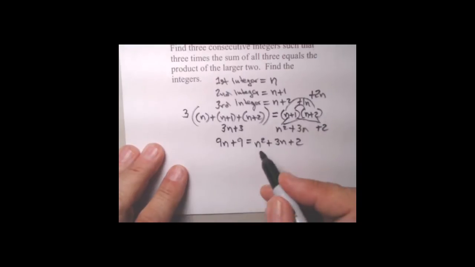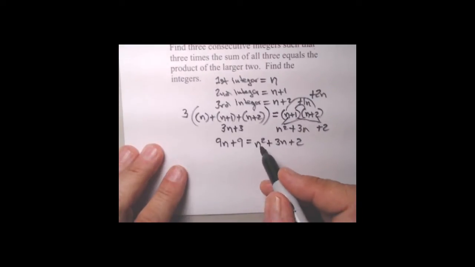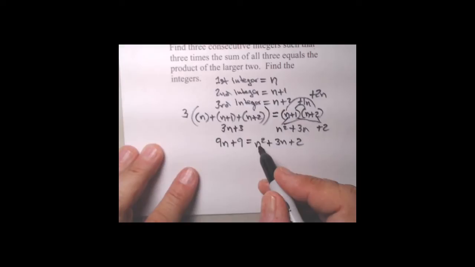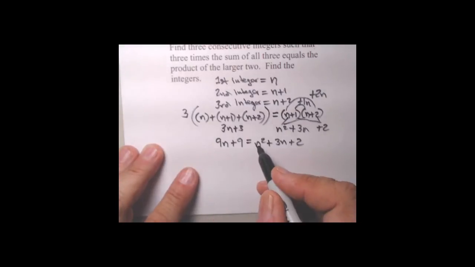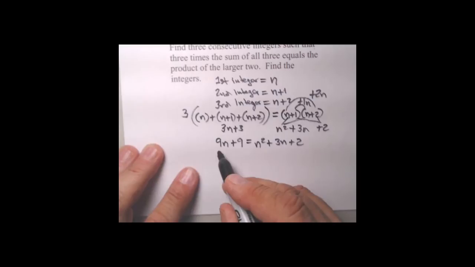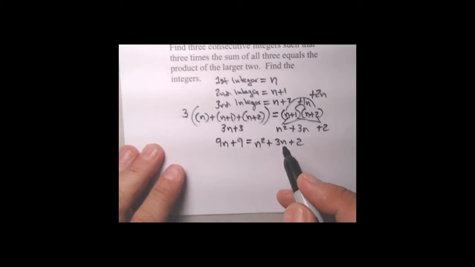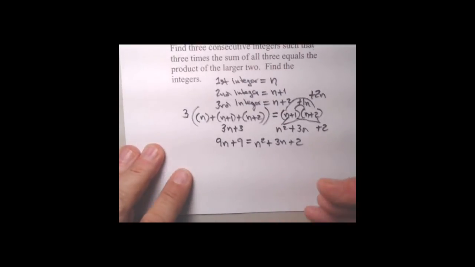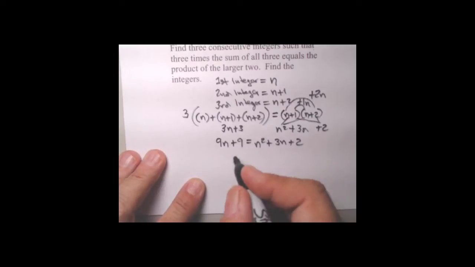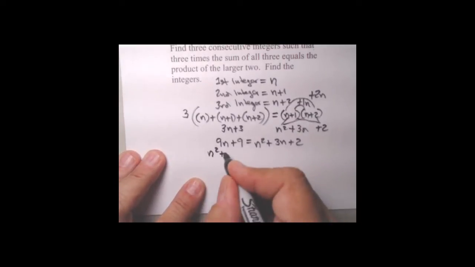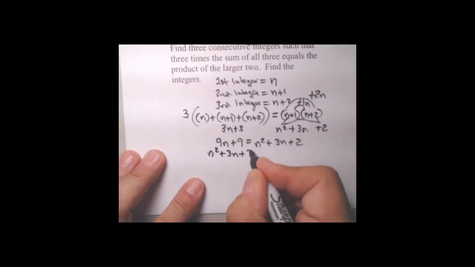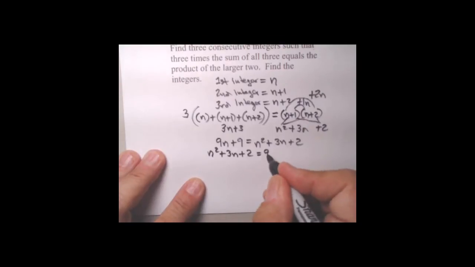Well, okay, this is definitely a quadratic. There's a squared term. What I like is to have everybody on the left. If I jump the n squared over by itself, it'll become negative. So I don't want that. That'll goof up my factoring. So instead, what I'm going to do is interchange the sides here. So we're going to have n squared plus 3n plus 2 equals 9n plus 9.